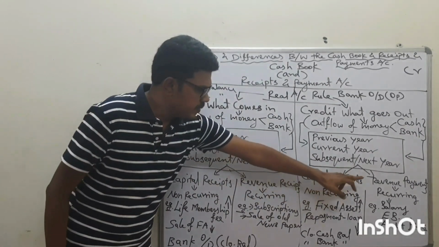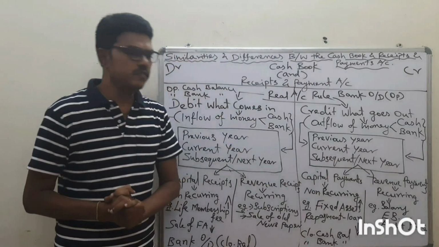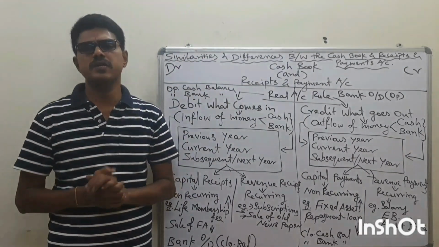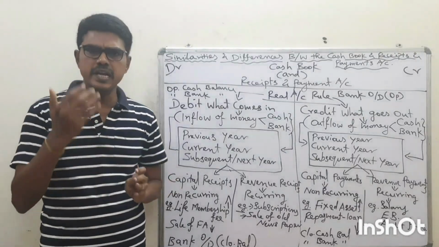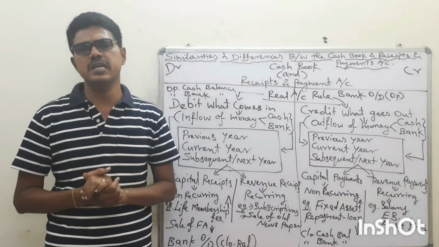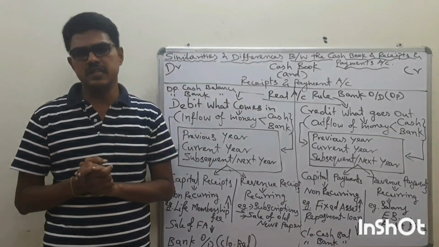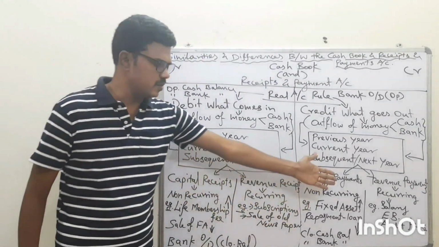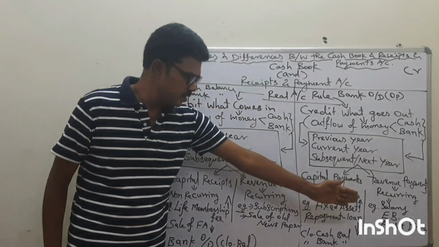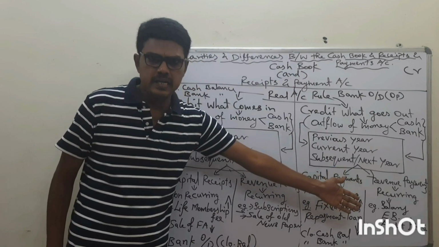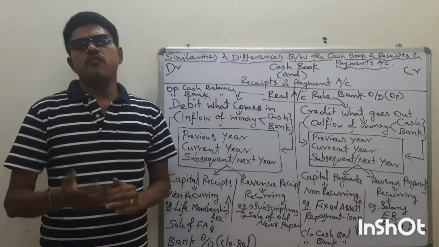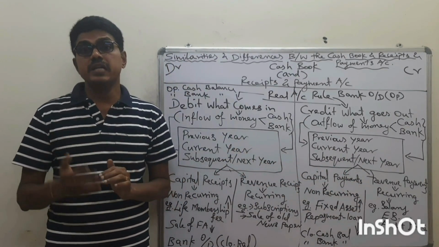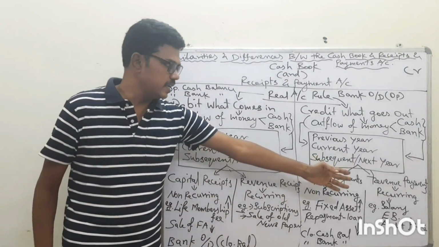Opposite to capital payments is revenue payments, which are recurring in nature. It will happen again and again, regularly, periodically, or the life of the payment is less than 12 months. For example, salary, rent paid, electricity bill paid, audit fees. Whatever is happening in the organization periodically will come under the category of revenue payments.